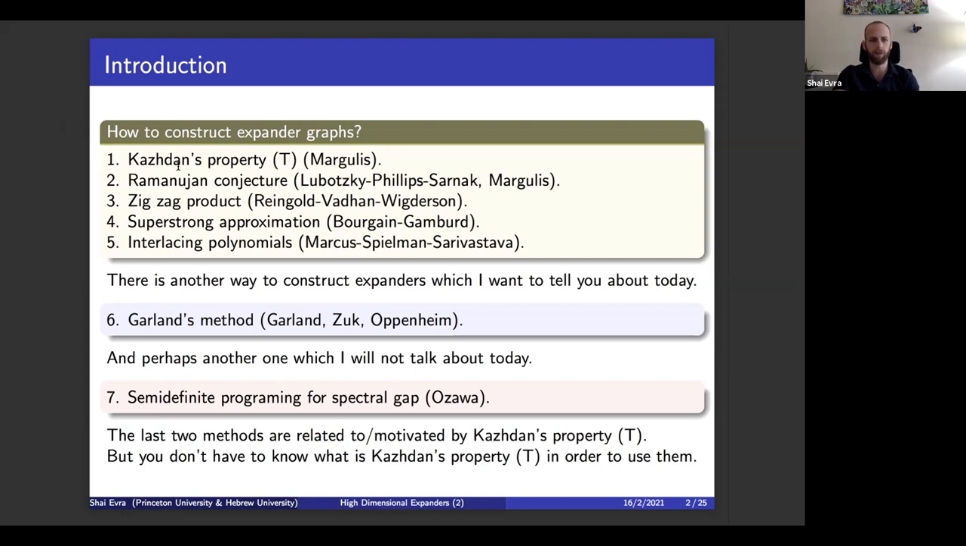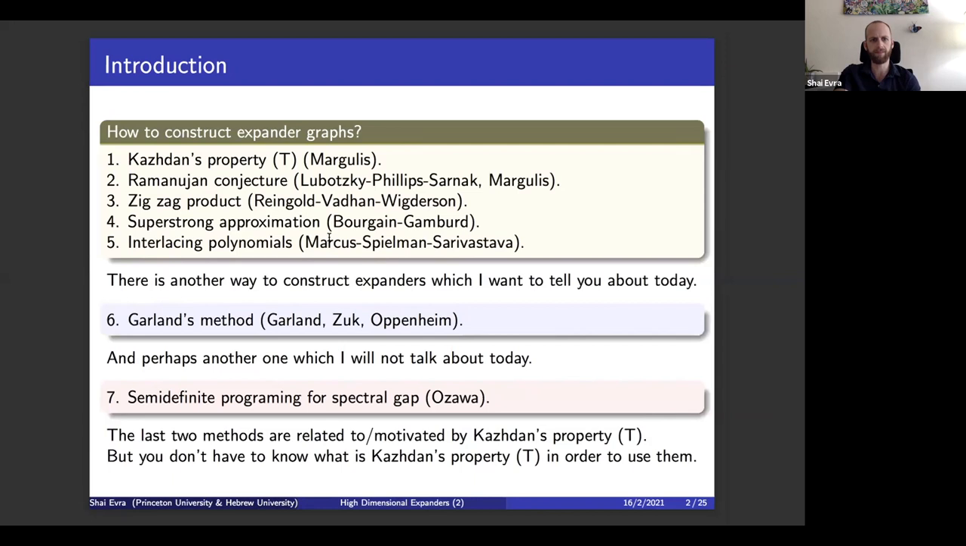They were first constructed by using Kazhdan property T by Margulis and using the Ramanujan conjecture. So these are very deep results coming from representation theory of semi-simple groups. The third method, due to Reingold, Vadhan, and Wigderson, is considerably more elementary. You don't need to know representation theory at all in order to get expanders from it. Another method goes under the rubric of super strong approximation, not to be confused with strong approximation. It's due to Bourgain and Gamburd, and also requires a deep analysis and some knowledge in group theory. And lastly, there was the breakthrough of Marcus, Spielman and Srivastava using the interlacing polynomials.